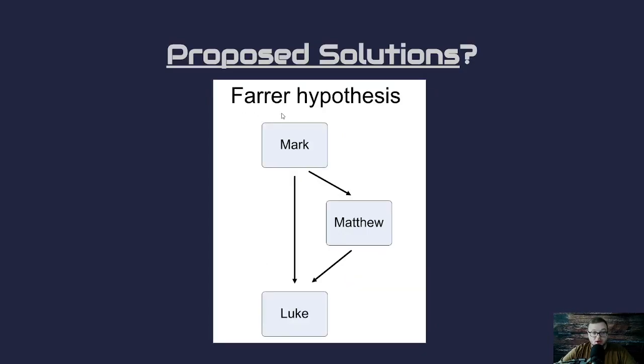Secondly, we have the Farrer hypothesis, which is defended in the book by Mark Goodacre. And this is considered like a simpler hypothesis than the first one we looked at. Mark is still considered the first gospel written. However, Mark was used by Matthew, and then Matthew and Mark was used by Luke. And so this just kind of removes Q and says that Mark was written first, and that's why 90% of Mark is in Matthew and 50% of Mark is in Luke.